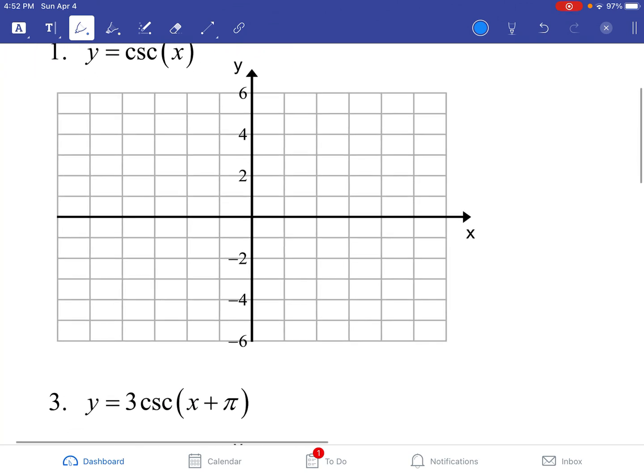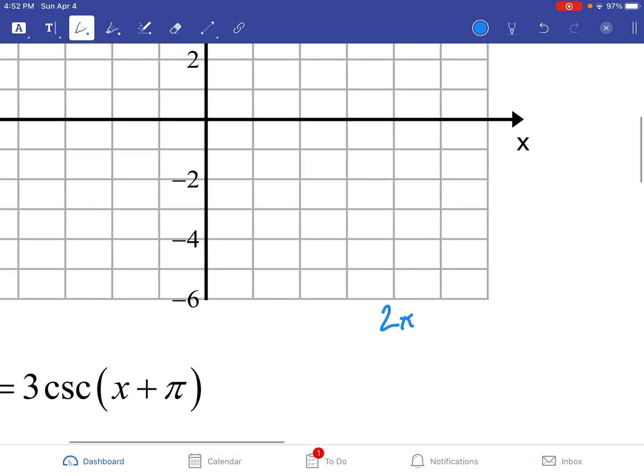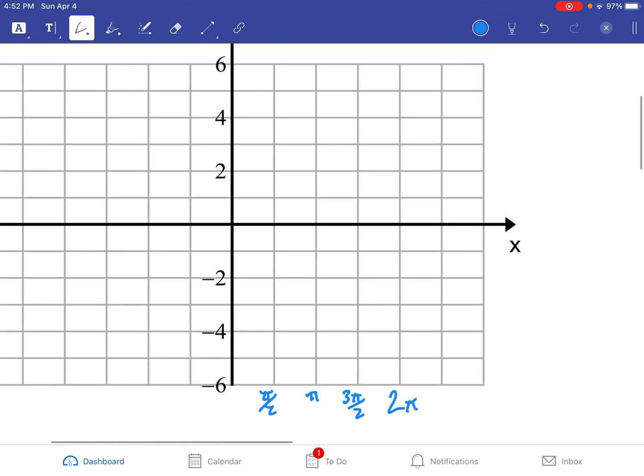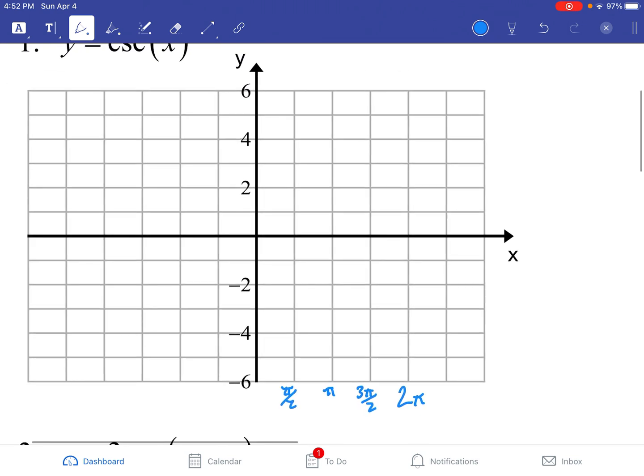So when we're graphing the sine function, we start with the period, which is 2 pi. Half of that is pi. Half of that is pi over 2. And 3 times that is 3 pi over 2. Okay, for the sine function, the sine graph starts at 0, goes up to 1, goes back down to 0, goes down to -1, and then back up to 0.